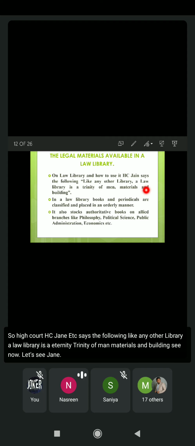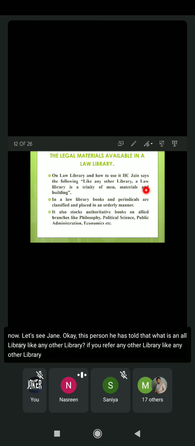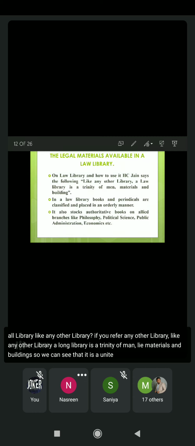Jain, okay, this person has told us what a law library is. Like any other library, a law library is a trinity of men, materials and building. So we can see that it is a unity of men, materials and building.